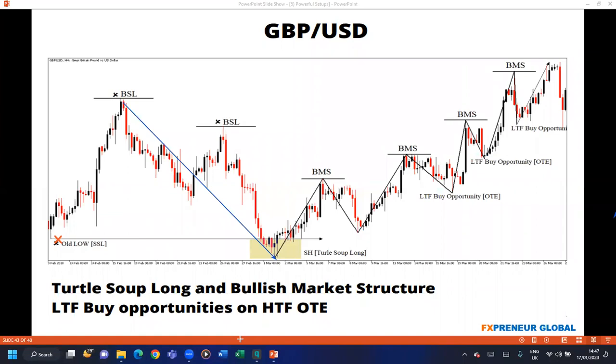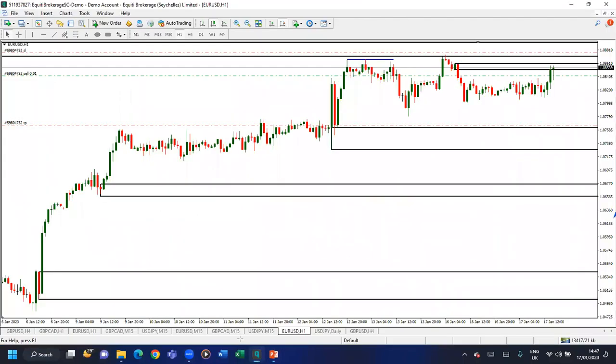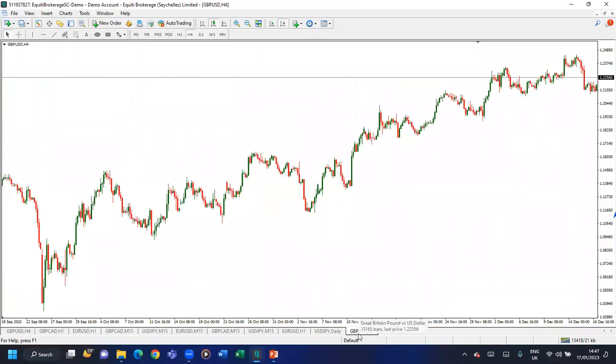Let me use a chart to explain this. This is a chart. Now looking at this chart, you can see these are break of market structures.